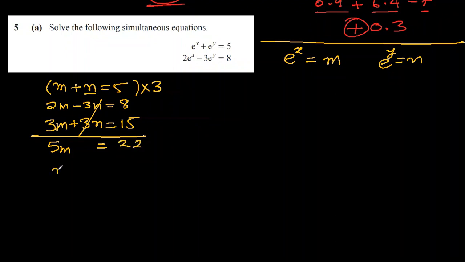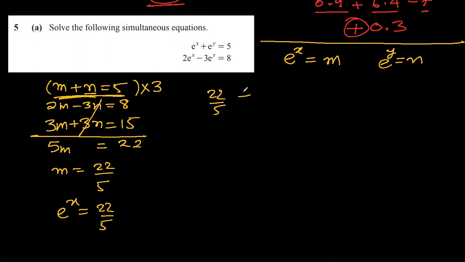So m is 22 over 5. e to the power x is 22 over 5. Let's find n, and let's use the first equation to find n. m, which is 22 over 5, plus n equal to 5. That's what the first equation was.